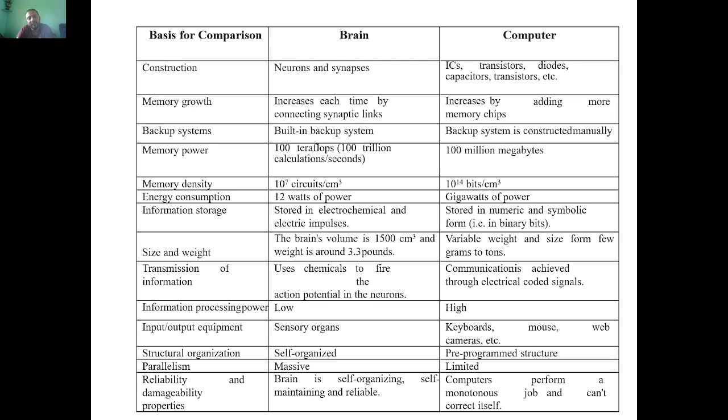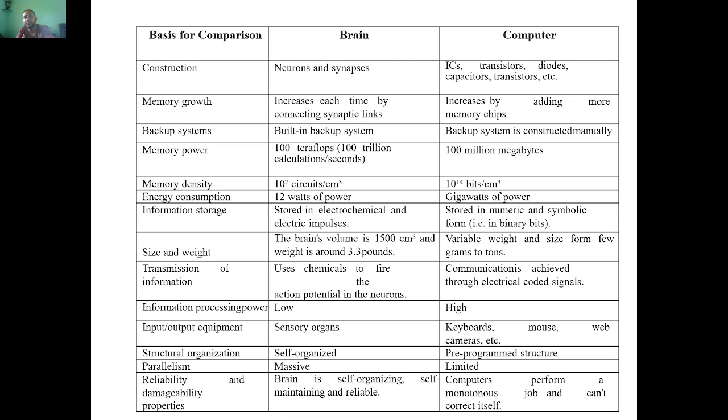So, the basis of comparison for a brain and a computer. The first thing is construction. How is the brain constructed? It has neurons and synapses. That's where the communication is going on. There are billions of neurons, and every neuron has its own task. So billions of tasks can be done by the brain within a second.